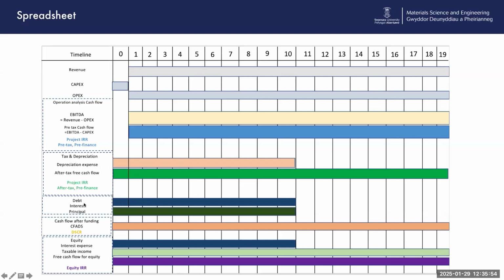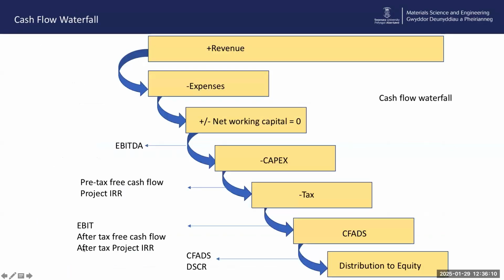After we look at the things above that, then we start to bring in our financing, which is our debt. At this stage, we can figure out our CFADS and our debt service cover ratio. And then if there's any money left after that, we look at equity IRR. That's basically what's called the cash flow waterfall. We take our revenue, we take our expenses, we adjust for net working capital, we get our EBITDA, we then pay tax. After that we pay back the bank, and after that we pay back equity.